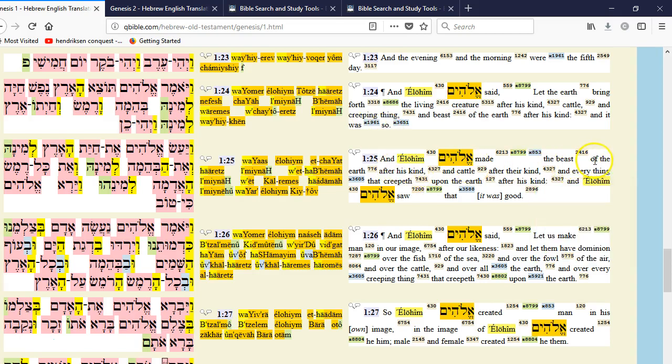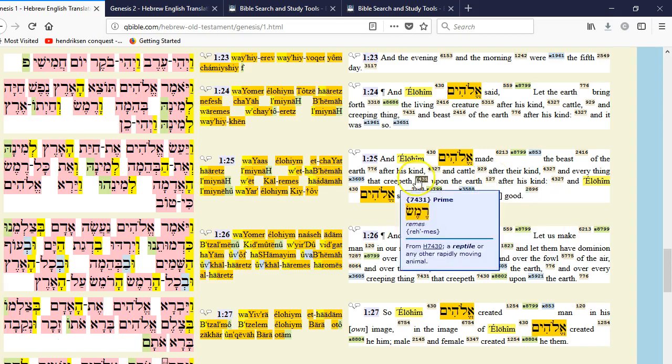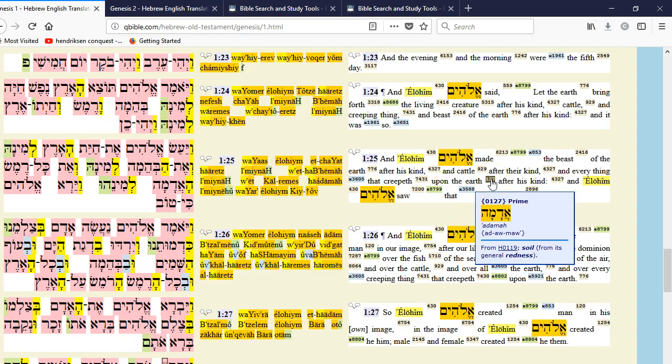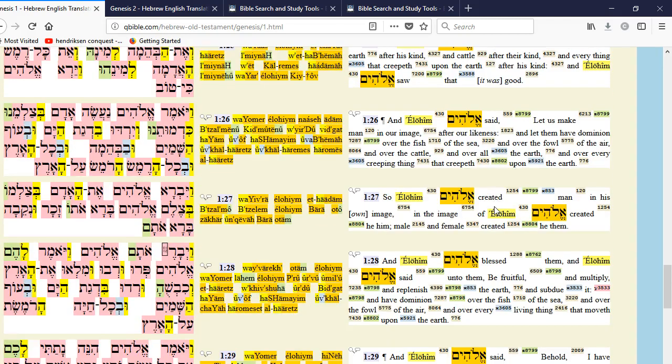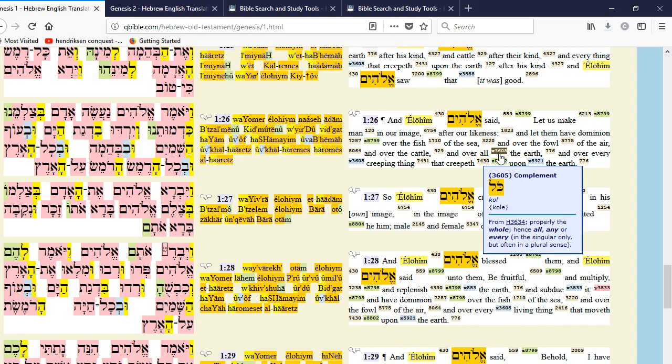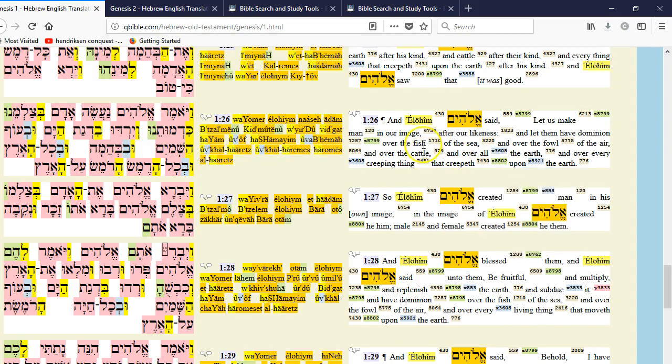And Elohim made the beast of the earth, Aretz, after its kind, and cattle, Bema, after their kind, and everything that creeps, Ramash, upon, now this is the one time you will see, Adma, Ramash, on the soil. See, the soil, excuse me, the Adama is not Aretz, after his kind, and Elohim saw that it was Tob, good. And Elohim said, let us make man in our image, after our likeness, and let them have dominion over the fish of the sea.